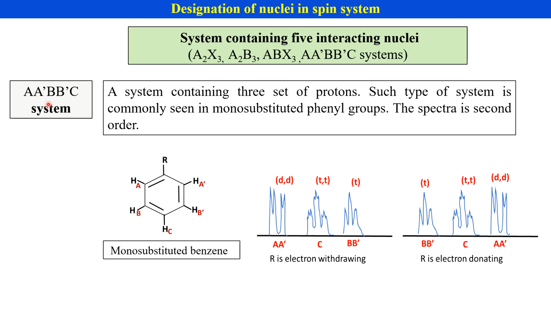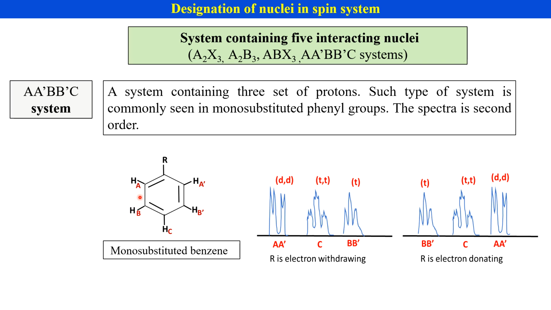AA'BB'C system. There are three sets of protons, but out of that AA' are chemically equivalent but magnetically non-equivalent. BB' also chemically equivalent, magnetically non-equivalent. And such type of systems are commonly seen in mono-substituted phenyl groups. Thus, the spectra is a second order spectra.